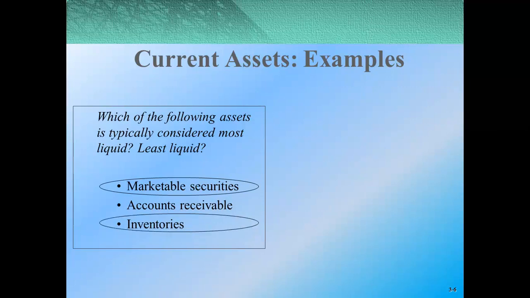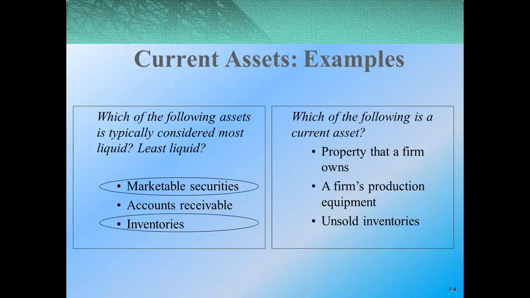Which of the following is a current asset? Property, production equipment, or unsold inventories? Well, since property and equipment are fixed assets, it's harder to sell them. So unsold inventories are easier to sell and therefore the current asset.